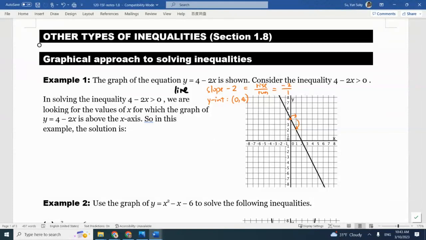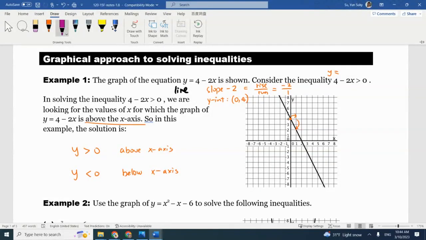So consider the inequality 4 minus 2x greater than 0. Greater than 0 means you want to ask, what are the x values such that your graph is above the x-axis? Right, everybody? Because this is the y. So y is positive, that means above the x-axis. And y is negative, that is below the x-axis.